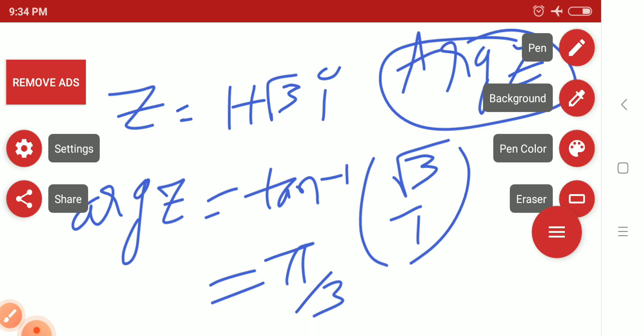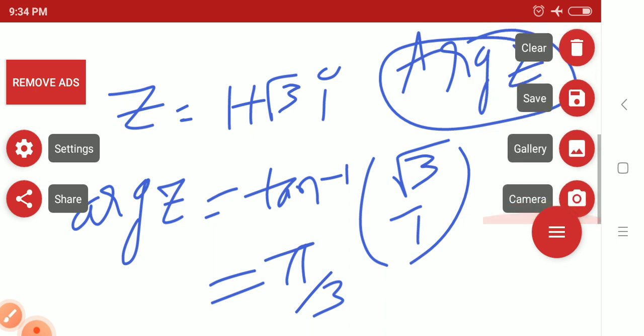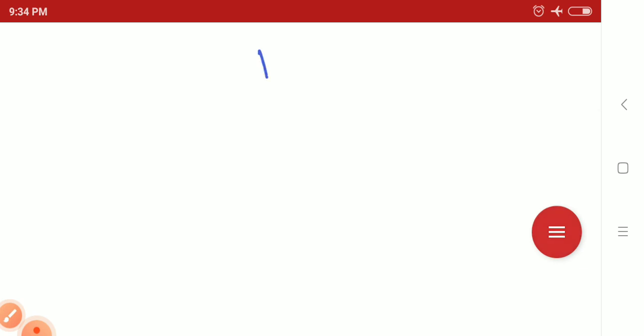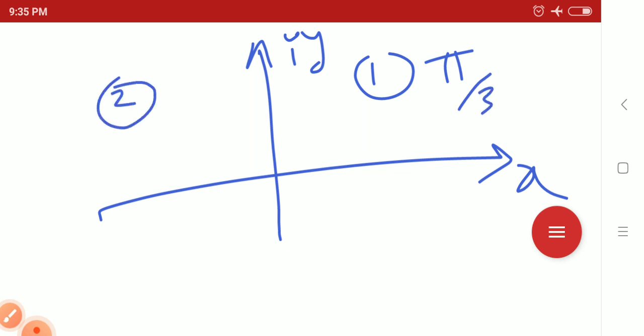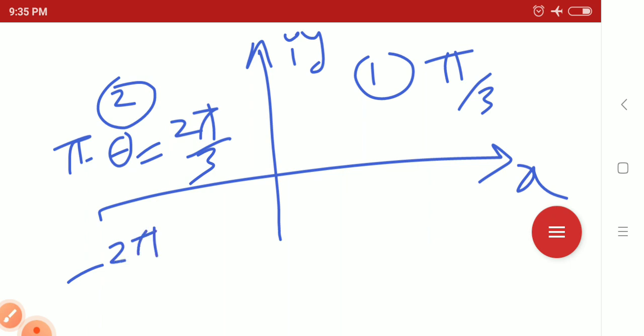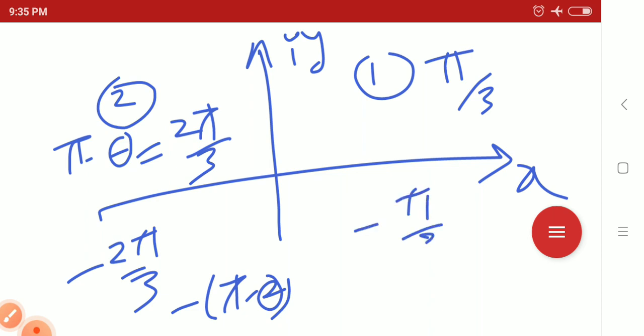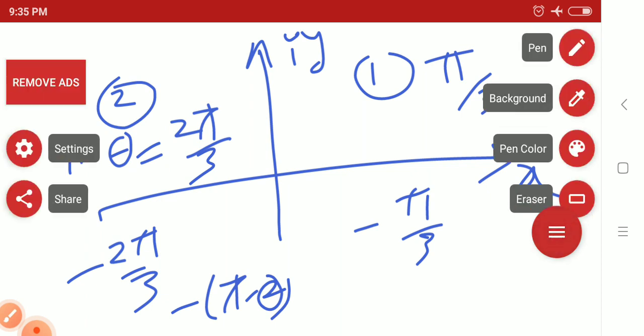Let's discuss the principal argument of z in which quadrant. We draw a coordinate system with x here and iota y here. In the first quadrant, the principal argument of z will be pi by 3. In the second quadrant, it is pi minus theta, that means pi minus pi by 3, which is 2 pi by 3. In the third quadrant, it will be minus 2 pi by 3, because it is minus of (pi minus theta). And in the fourth quadrant, it will be minus pi by 3, minus theta. So that's the principal argument of z in different quadrants.